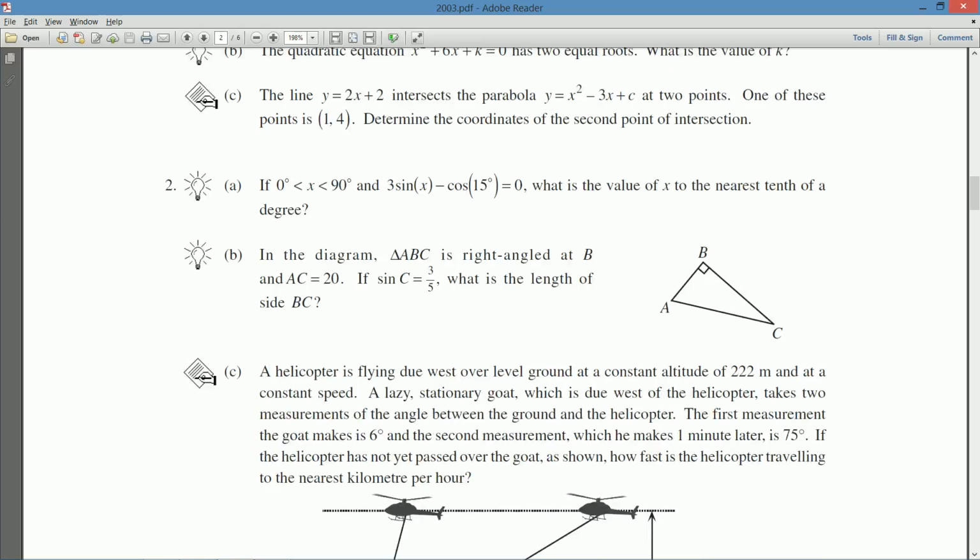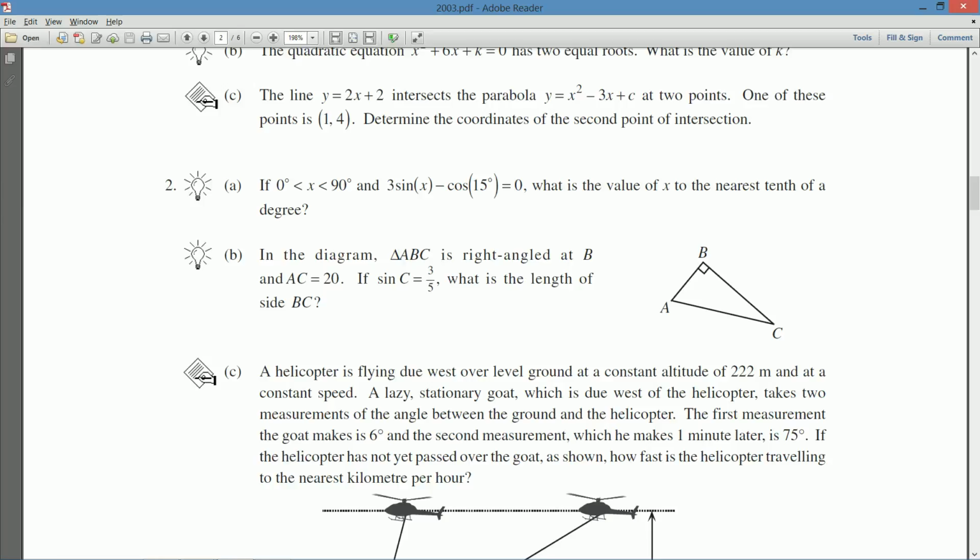Alright, so 2a. If x is between 0 degrees and 90 degrees, completely reasonable, and 3 sine x minus cos 15 degrees is equal to 0, what is the value of x to the nearest tenth of a degree?